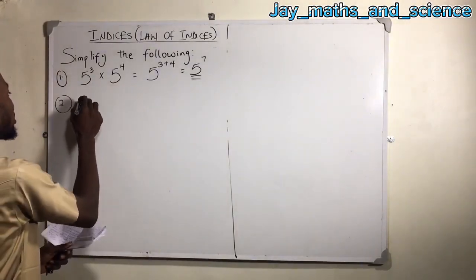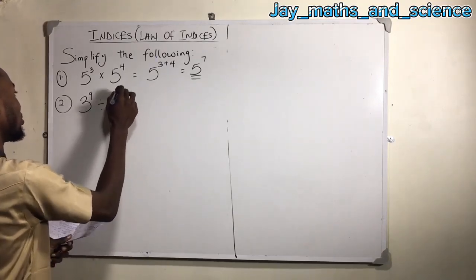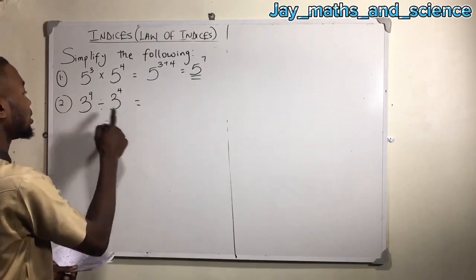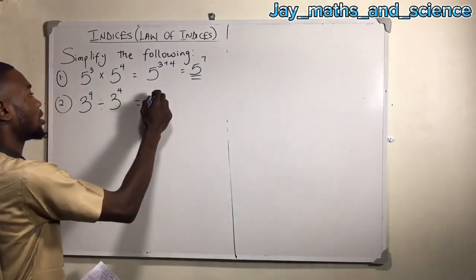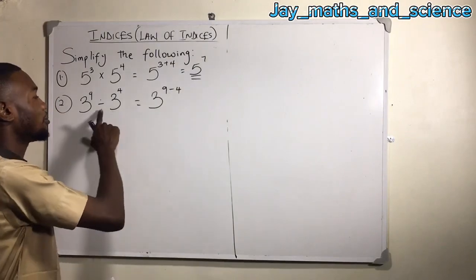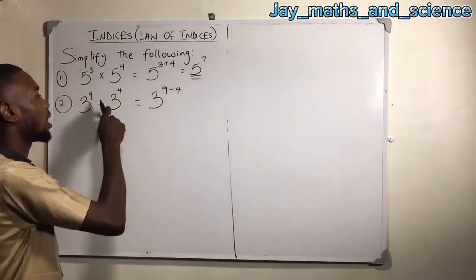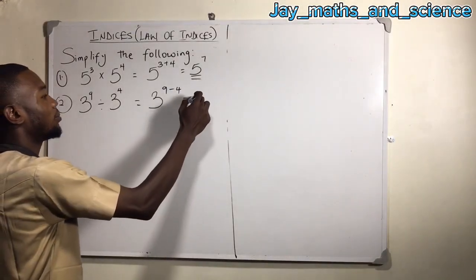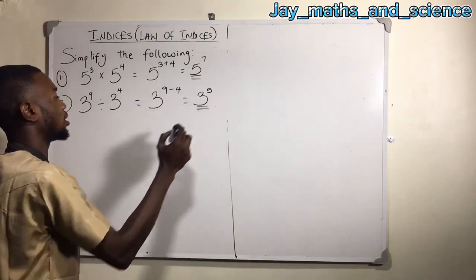Now, number 2. If we have 3 raised to the power of 9 divided by 3 raised to the power of 4. Now look at it. The bases are the same. So it can easily be written as 3 raised to the power of 9 minus 4. Remember, if division is found in between the bases and they are the same, we are going to subtract the powers. And 9 minus 4 should give 5. So we have 3 raised to the power of 5 for this.